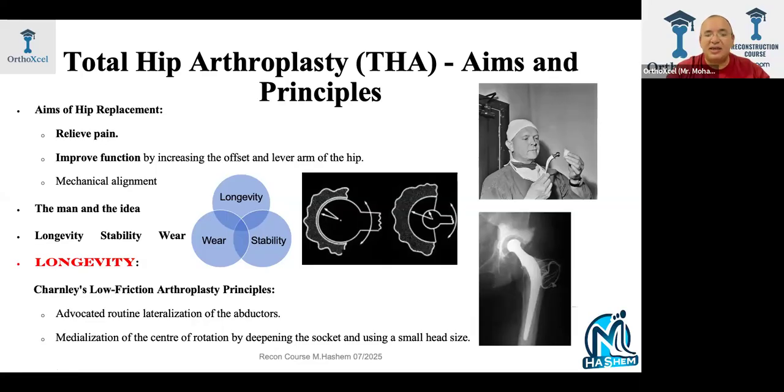And when it's medialized, this means a shorter lever arm of the body weight, less stresses from the body weight, less stresses in front from the abductors, less total joint reaction force. What about the abductors? For the abductors, he was regularly doing a GT transfer laterally, so increasing the lever arm of the abductor, reducing the stresses needed from the abductor to maintain the pelvis equilibrium, reducing the joint reaction force. So the 3 points: medializing the center of rotation, lateralizing the GT, and using a low friction or small head, all of them aiming for longevity, aiming to maintain his hips longer.